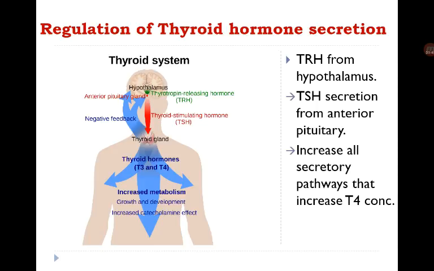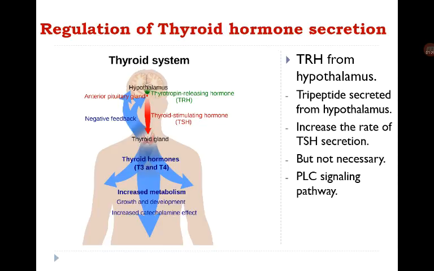So let's see the thyroid system in general, the system that regulates the thyroid hormone secretion. Thyroid secretion is regulated by the hypothalamus and anterior pituitary. So simply, the hypothalamus secretes TRH that's going to bind certain receptors in the anterior pituitary, activating it to secrete TSH. TSH is going to increase all secretory pathways that increase the concentration of thyroxine and triiodothyronine in the plasma.